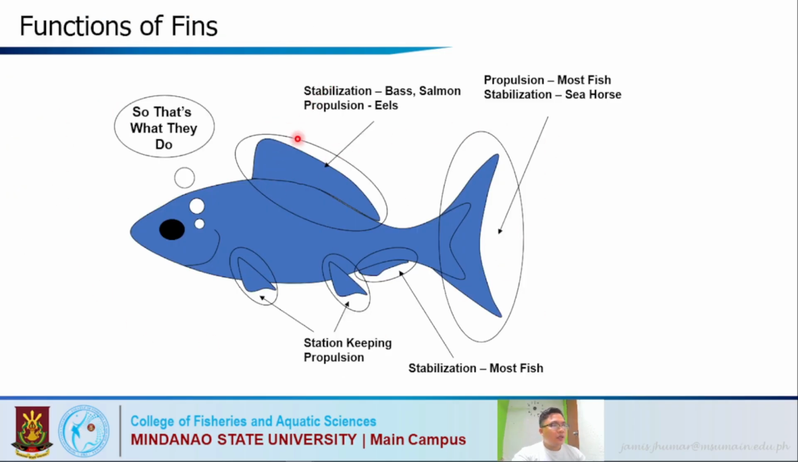Now, the dorsal fins are for stabilization for bass and salmon, and for propulsion in eels. While in most fish, propulsion is aided by the caudal fin, and for the seahorse, it serves as stabilization. And the pelvic fins and the pectoral fins are for station keeping and propulsion. So these are basically what keep them in the right position or station. And the anal fin is for stabilization in most fishes. So these are the different functions of fins.